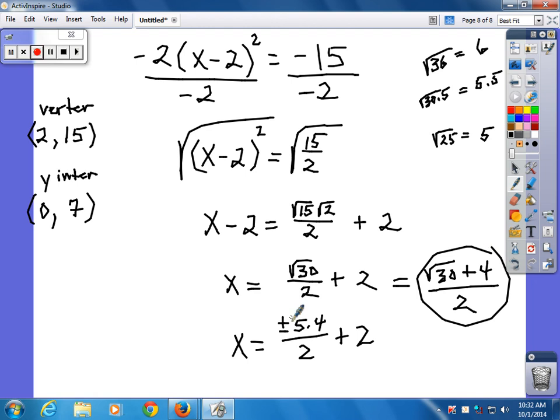So what's 5.40 divided by 2? 2 and what? Do y'all not know how to count money? Or y'all just don't want to talk? Which one is it? 5.40 divided by 2 is what? 2.70. 2.70 plus 2 is what? 4.70. 4.70. That's one x-intercept.